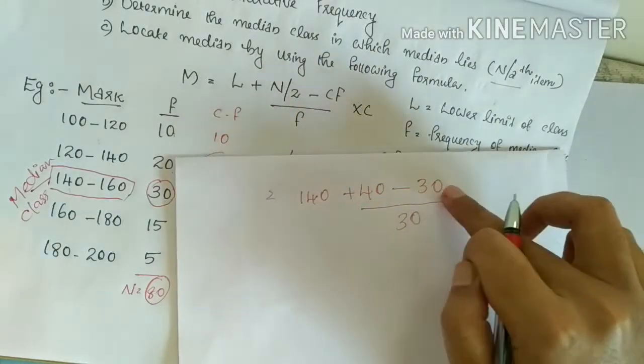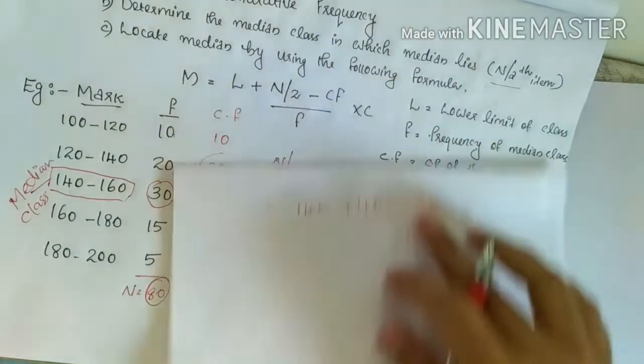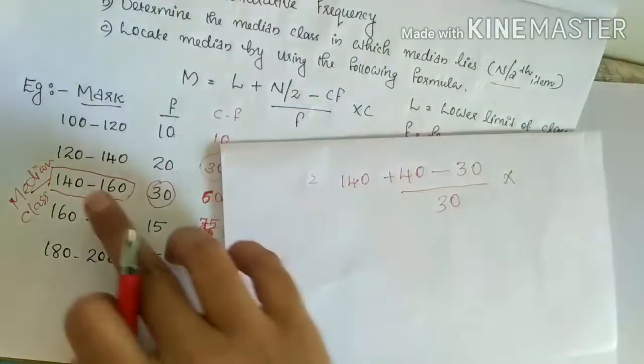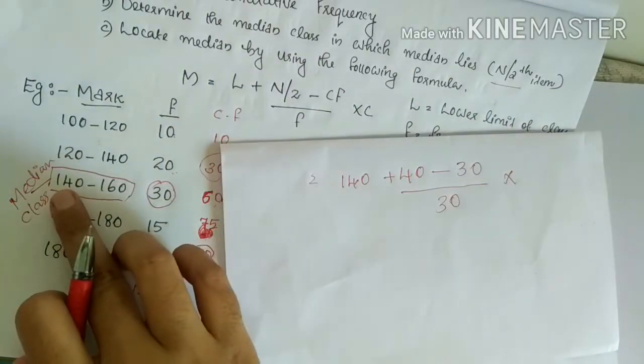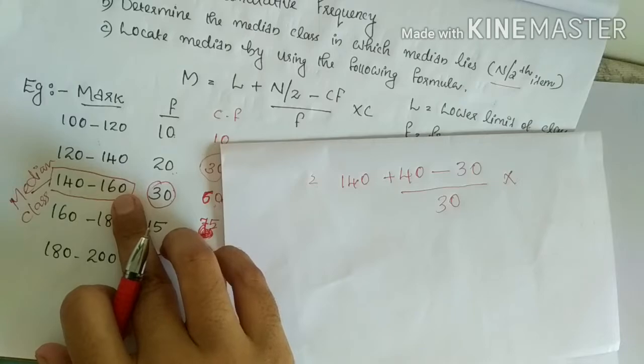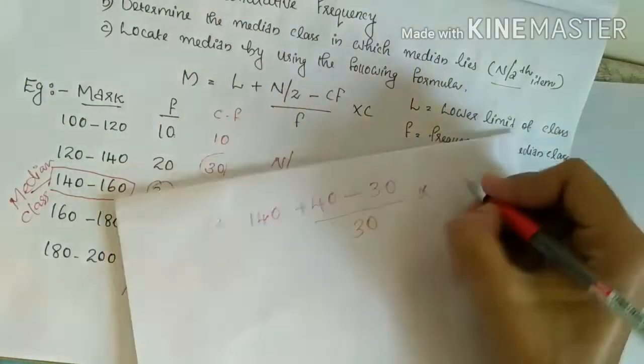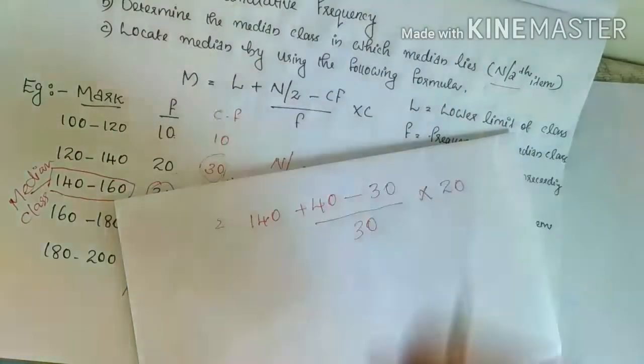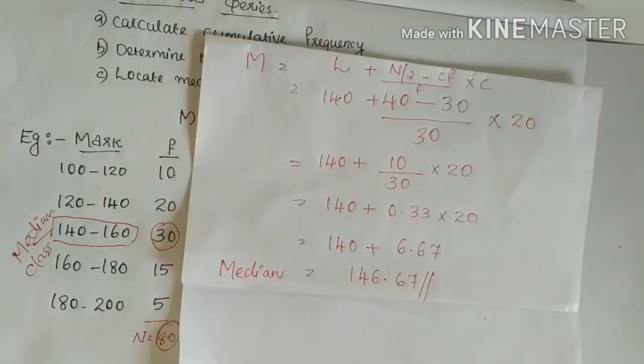140 plus 40 minus 30 divided by 30 into c, where c is the class interval, that is upper limit minus lower limit. Here 160 minus 140. So the class interval is 20. So after substituting the values in that particular equation, you will get the answer 146.67. That is the value of median. So these are the different ways of calculating median. Thank you.